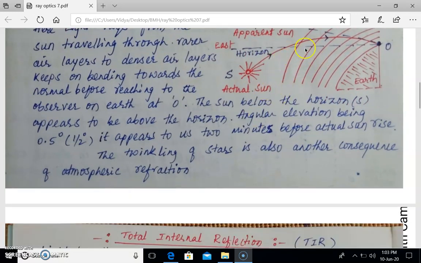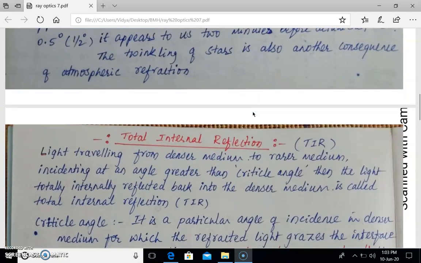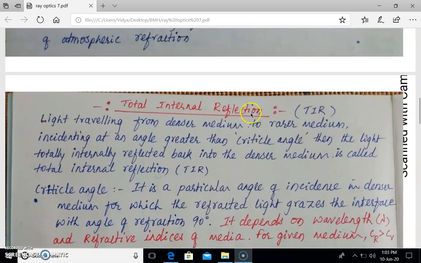Due to the same atmospheric refraction, the stars appear to twinkle. They are far from the earth. The light rays coming from the star suffer atmospheric refraction, and apparently the position of the stars appears to change, giving rise to the effect of twinkling of stars. Whereas planets do not twinkle, and stars appear to twinkle due to atmospheric refraction.